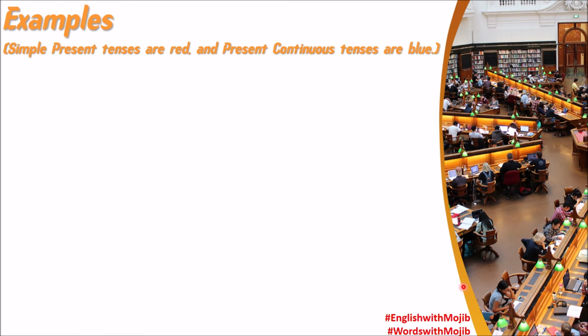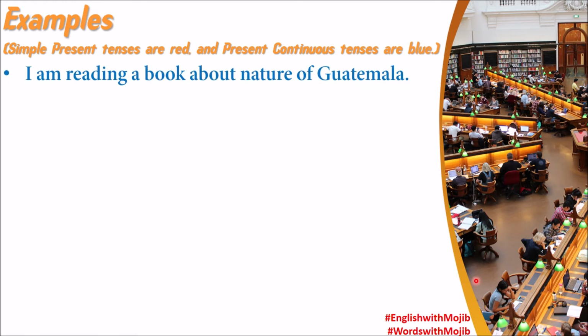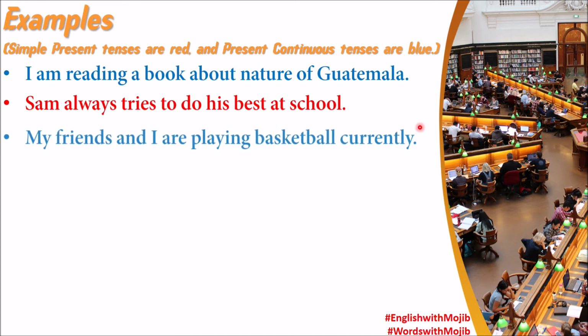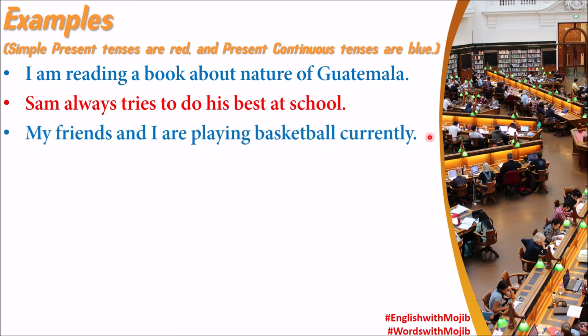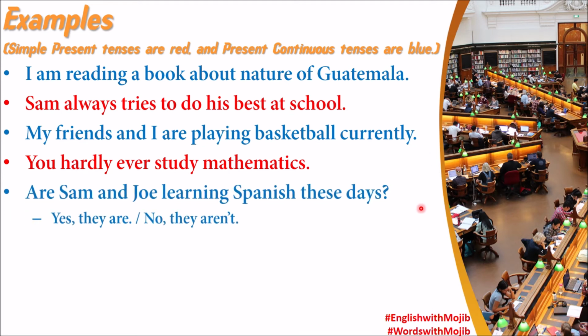Examples. Simple present tenses are red and present continuous tenses are blue. I'm reading a book about nature of Guatemala now, or this week, or this month. Sam always tries to do his best at school. Frequently, always. My friend and I are playing basketball currently, now. You hardly ever study mathematics. Hardly ever.